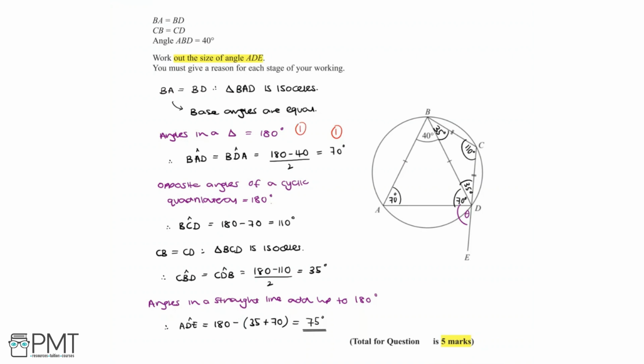We get the third mark for saying that opposite angles of a cyclic quadrilateral add up to 180 degrees. Now we get the fourth mark for using this fact in order to find that angle BCD is equal to 110 degrees. And we get the fifth and final mark for finding angle CDB and for using the fact that angles in a straight line add up to 180 degrees, and for therefore finding that the size of angle ADE is equal to 75 degrees, allowing us to get the full 5 marks needed in this question.